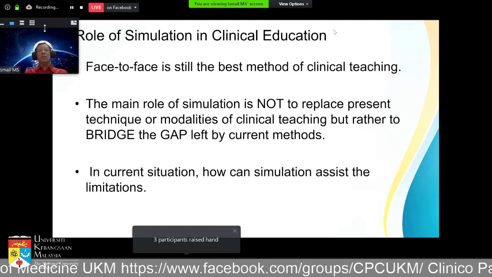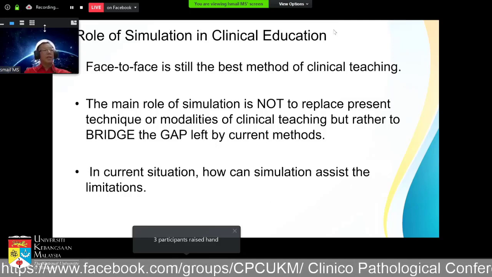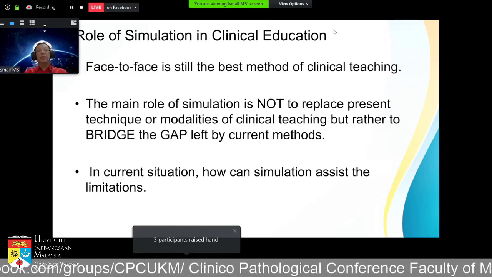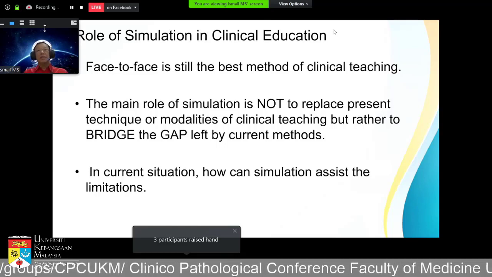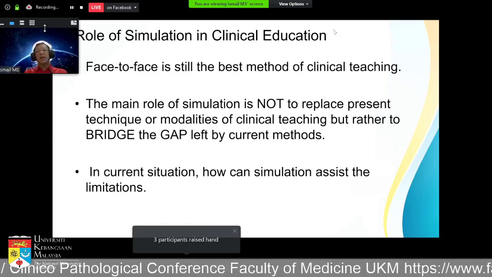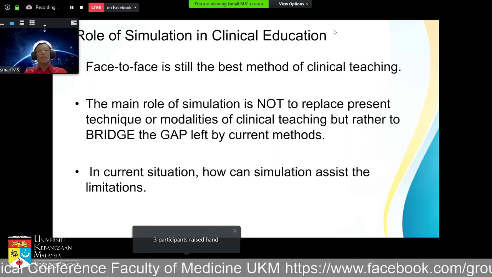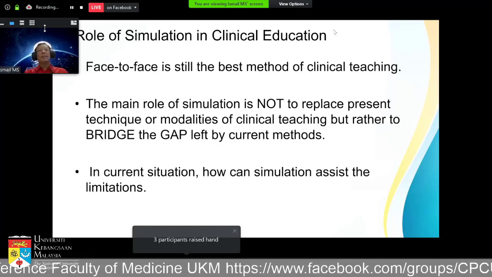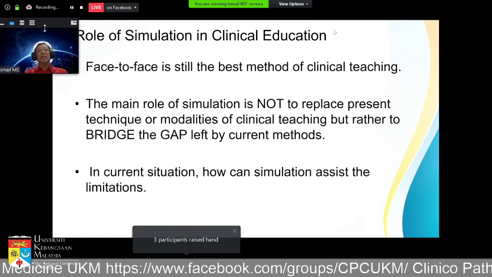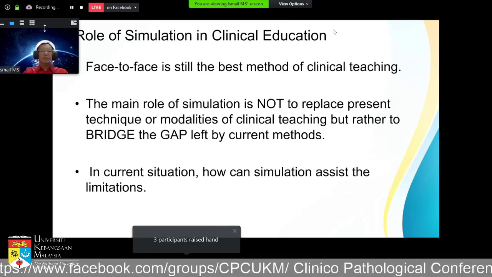What is the role of simulation all this while is to bridge the gap that is left by the current methods of teaching. For example, if you want to teach about a certain disease and how you should treat it, and the case never comes. This is where simulation comes in and bridges the gap. And we can create a scenario of the case that we want to show or teach to the student. So this is one important thing. So it's meant to bridge the gap. And in the current situation, we see how simulation can best assist in order to bridge the gap. And the gap is basically having face-to-face contact physically.